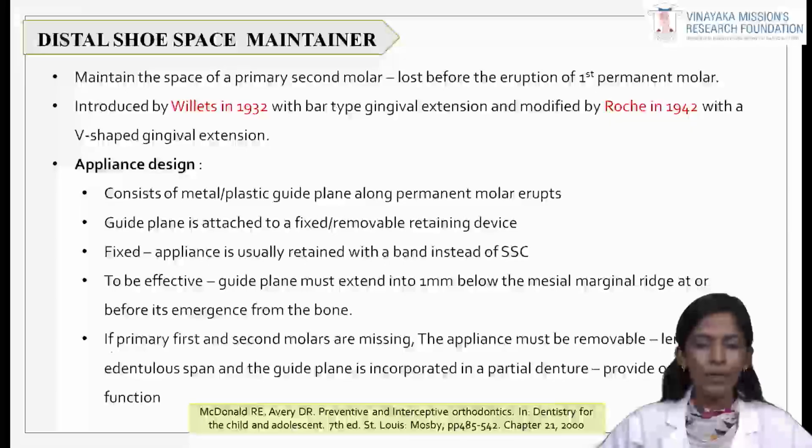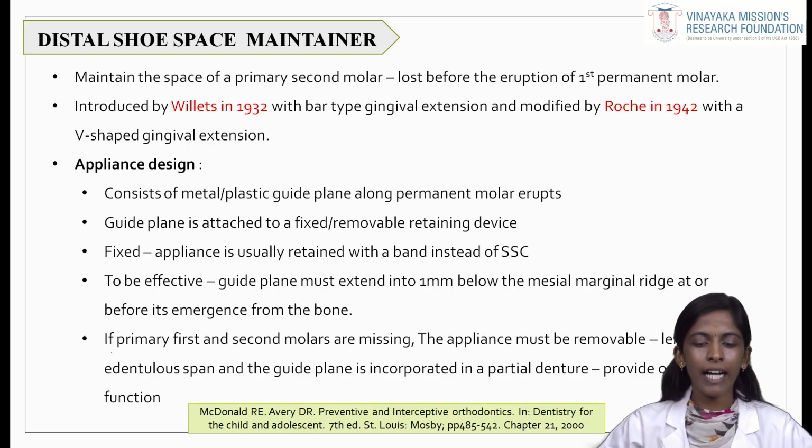Next, moving on to the distal shoe space maintainer. It helps to maintain the space of a primary second molar which is lost before eruption of the first permanent molar. It was introduced by Willets in 1932 with a bar-type gingival extension and modified by Roche in 1942 with a V-shaped gingival extension. The appliance design consists of a metal or plastic guide plane along which the permanent molar erupts. The guide plane is attached to a fixed or removable retaining device, and the fixed appliance is usually retained with a band instead of a stainless steel crown.